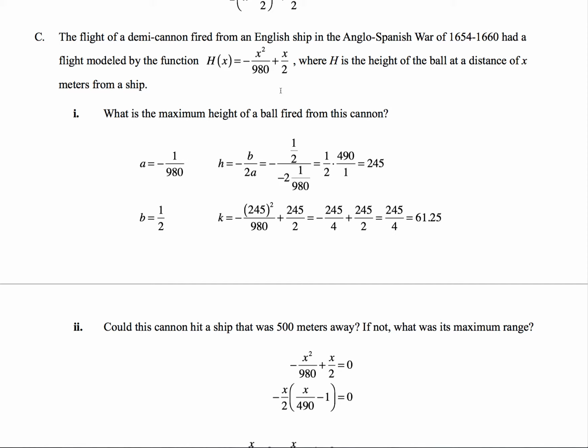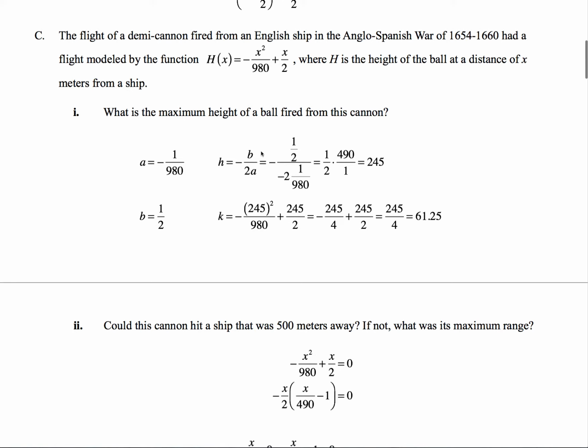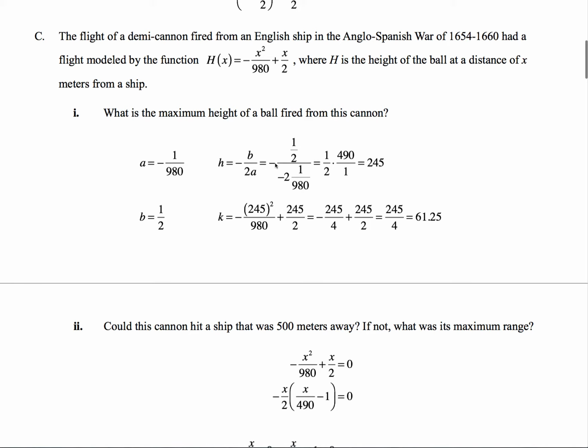That will be the y value, or the function value, at the vertex. So we identify the a, which is negative 1 over 980, and we identify the b, which is 1/2. So you realize we're factoring negative 1 out of 980 out of this term and 1/2 out of this term. So those are the a and the b, and they go into the vertex formula. x is equal to negative b over 2a. Well, b is 1/2, and there's a negative sign out front.